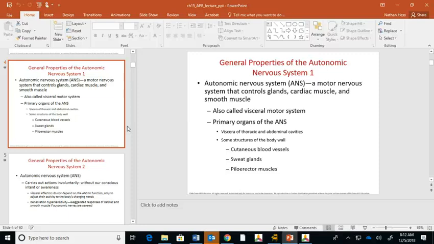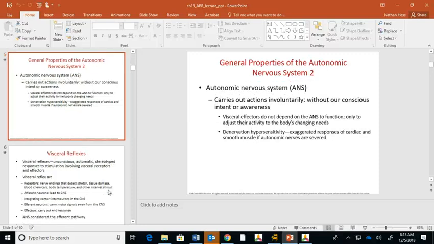So the autonomic nervous system is also called the visceral motor system. And again, that motor's key, right? It's an effector. It's not a sensory piece. And these actions are carried out involuntarily, without awareness, without you actually consciously saying, hey, do this. It just does it, right? It's keeping the background activities of our bodies going, right?